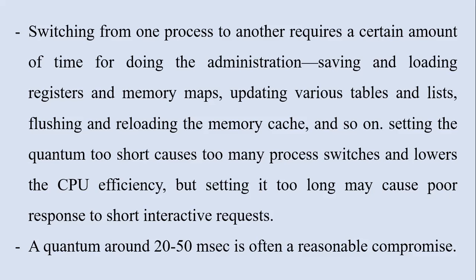Switching from one process to another requires a certain amount of time for doing the administration, saving and loading registers and memory maps, updating various tables and lists, flushing and reloading the memory cache, and so on. Setting the quantum too short causes too many process switches and lowers the CPU efficiency, but setting it too long may also cause poor response to short interactive requests. A quantum around 20 to 50 milliseconds is often a reasonable compromise.